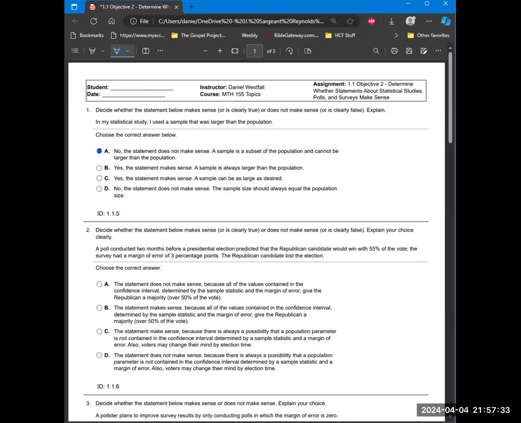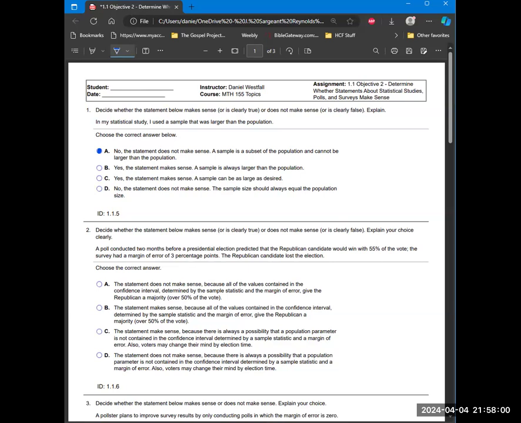Again, decide whether the statement below makes sense or is clearly true or does not make sense or is clearly false, and explain your choice clearly. A poll conducted 2 months before a presidential election predicted that the Republican candidate would win with 55% of the vote. The survey had a margin of error of 3 percentage points. The Republican candidate lost the election.